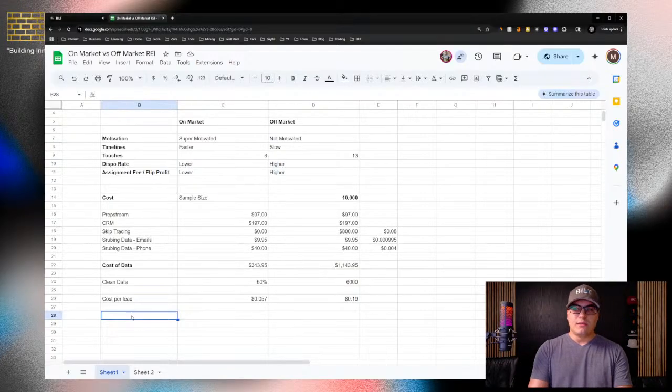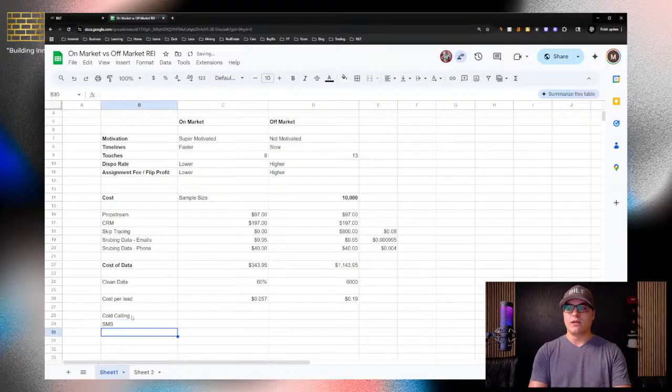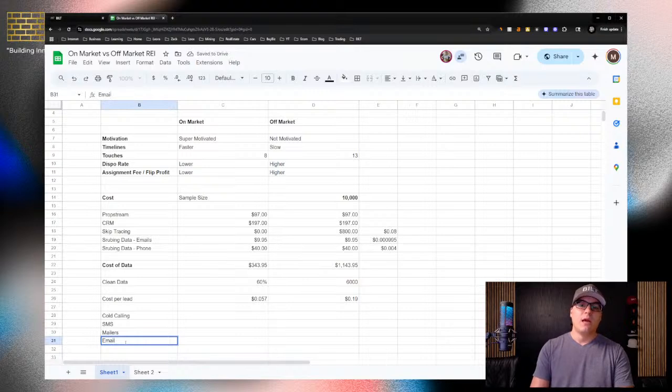So in this instance, we have cold calling, and whether you do it yourself or you hire a VA or something along the lines. You're going to have SMS, you're going to have mailers, sending mail, and then of course you're going to have email.